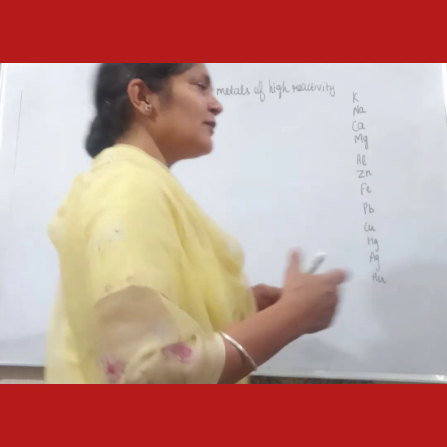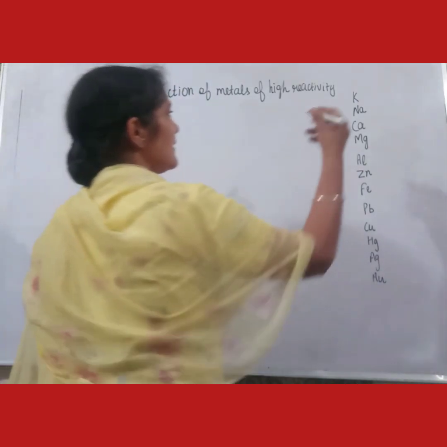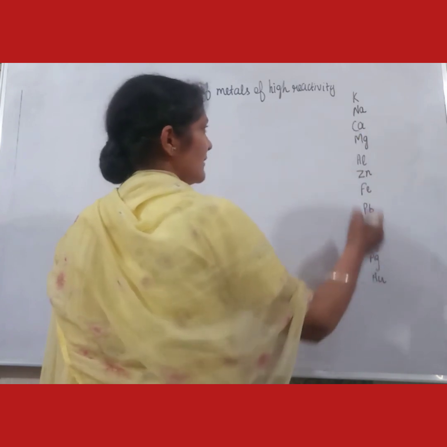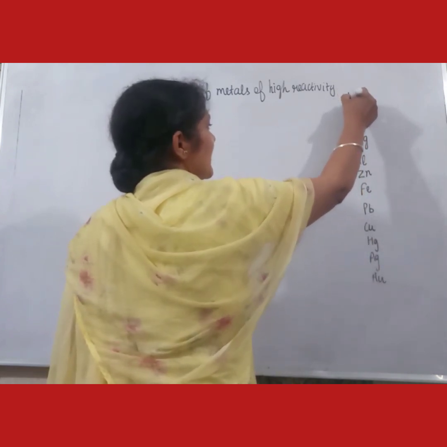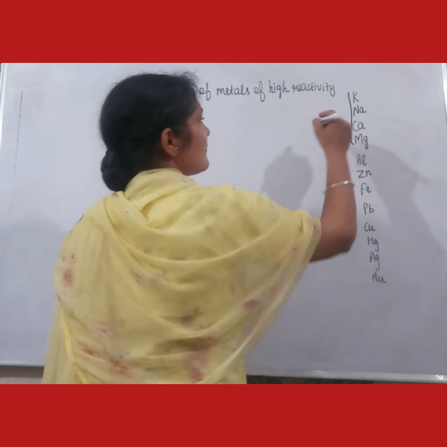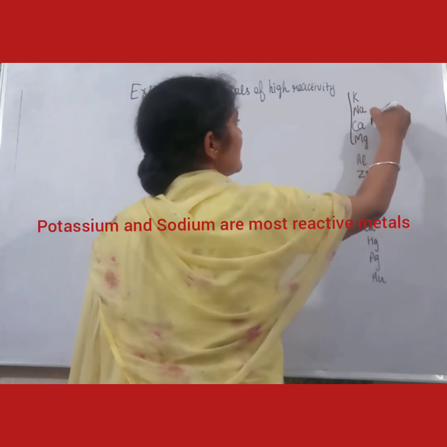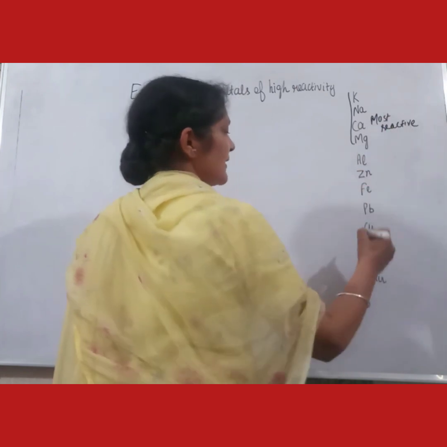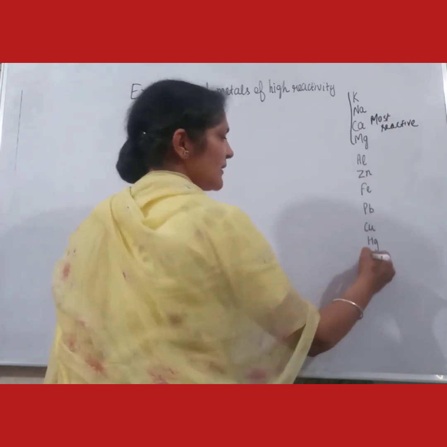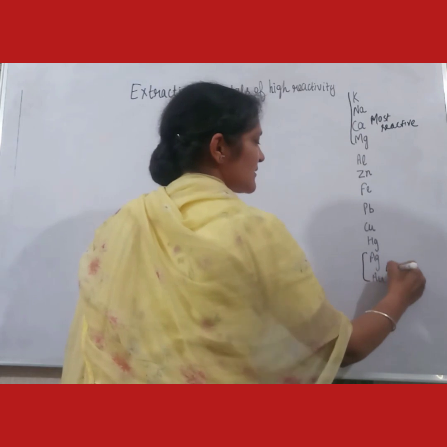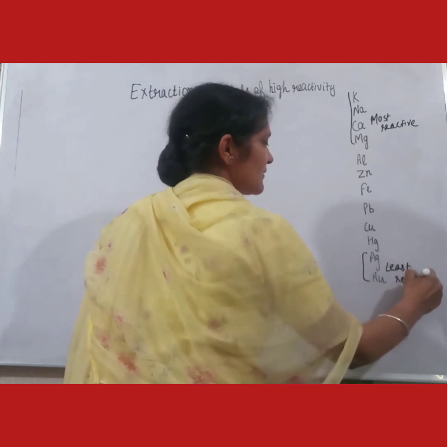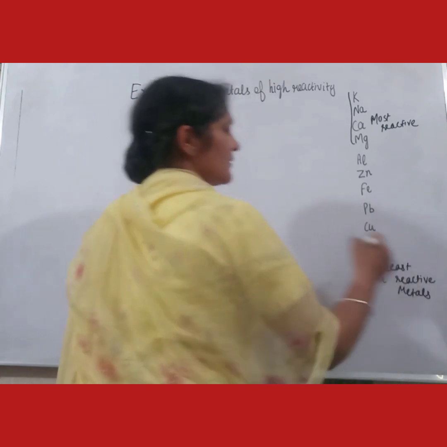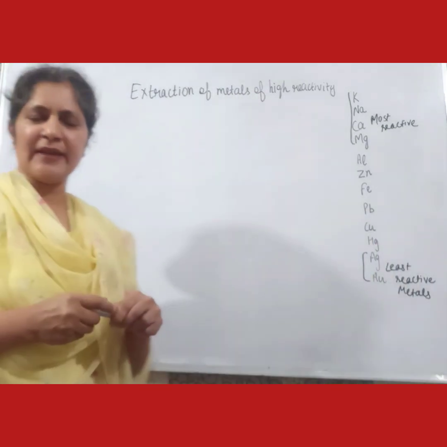Now we will again repeat the reactivity series. Here are the metals in the reactivity series from top to bottom. The top elements are very much reactive. They are the most reactive metals, right? And at the bottom they are the least reactive metals, and a few are moderately reactive metals.